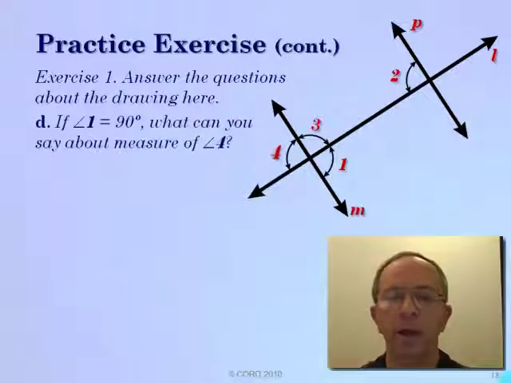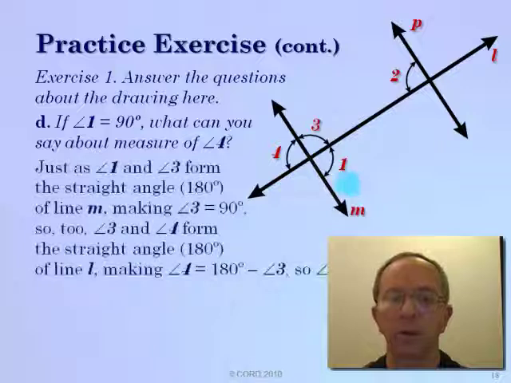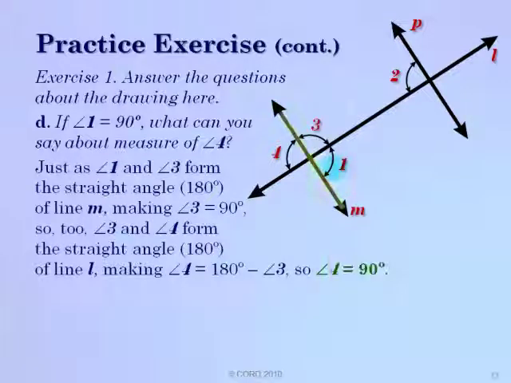If angle 1 were 90 degrees, what can you say about the measure of angle 4? There's a couple ways to answer this. One of them is if we know that angle 1 and angle 3 form a straight angle with line M, making angle 3 90 degrees, well then so too 3 and 4 must form a straight angle, and we can just say that angle 4 must be 180 minus angle 3, and thereby angle 4 must be 90 degrees.